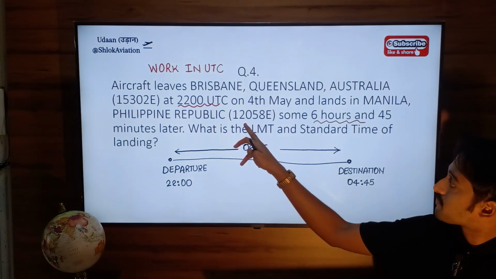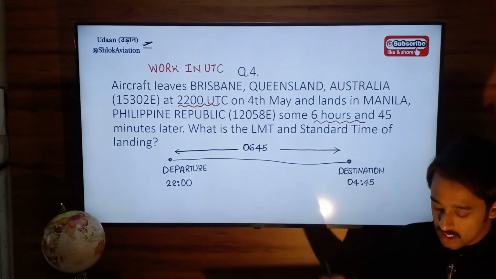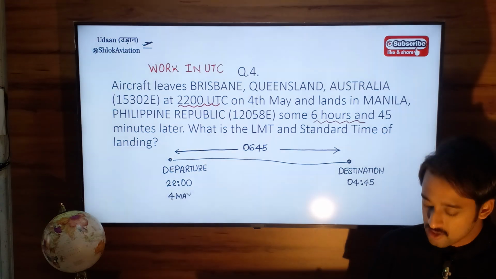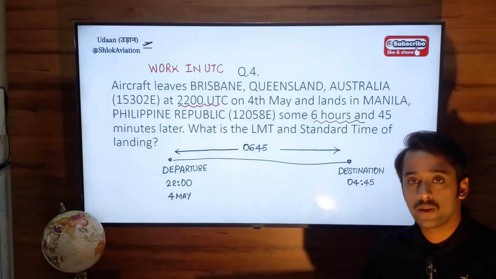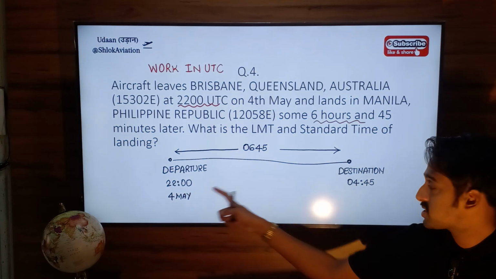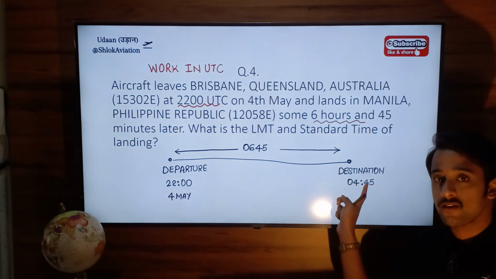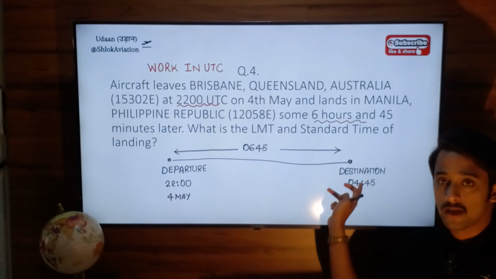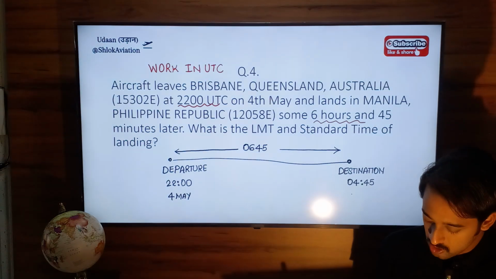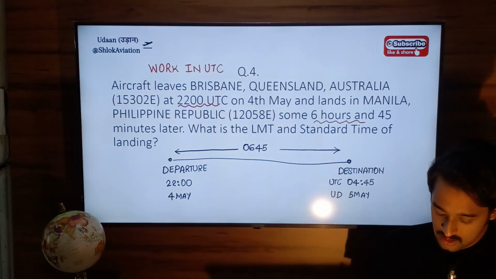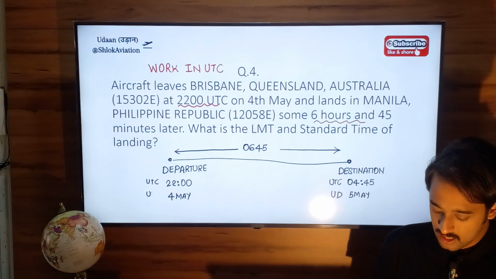Now we want the day. The day of departure is 4th May. Since you have transitioned into a new day, the date will increase. 22, that is 10 p.m., has become 4 hours 45 minutes in the early morning of the next day. So 4th May will become 5th May. This is UTC time and this is also UTC date.